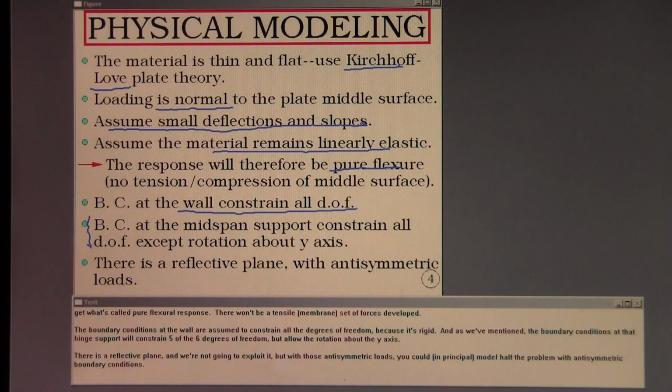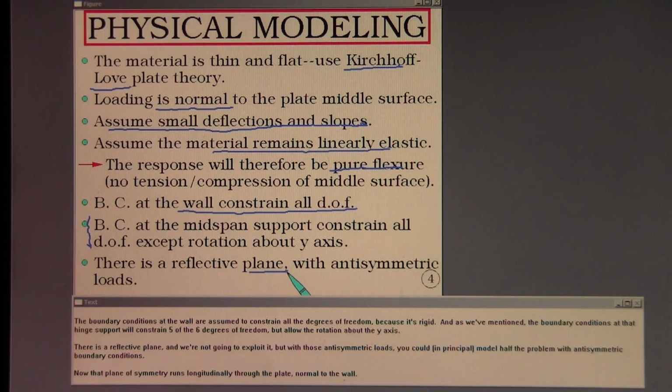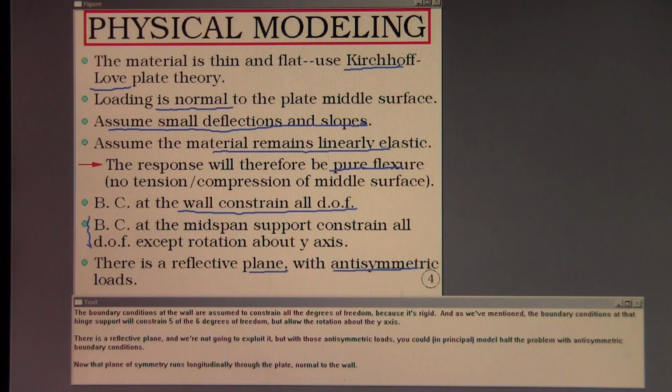There is a reflective plane, and we're not going to exploit it, but with those anti-symmetric loads, you could in principle model half the problem with anti-symmetric boundary conditions. Now that plane of symmetry runs longitudinally through the plate, normal to the wall.